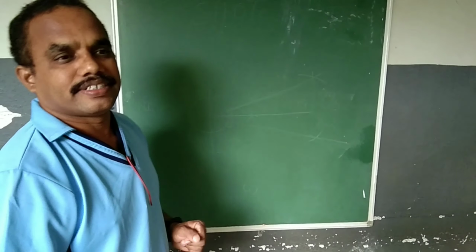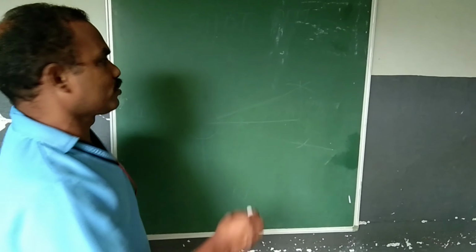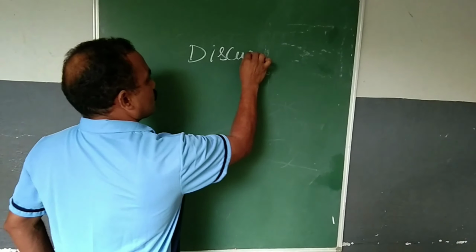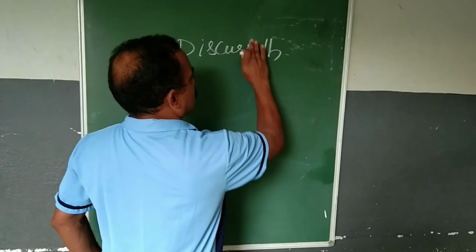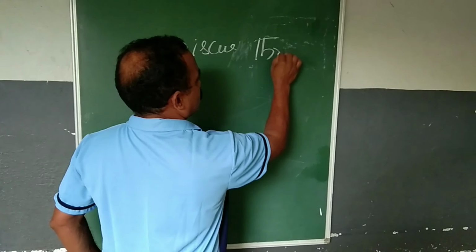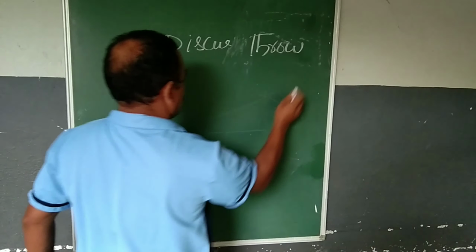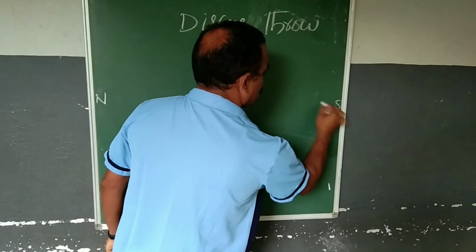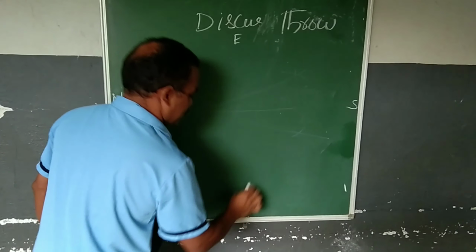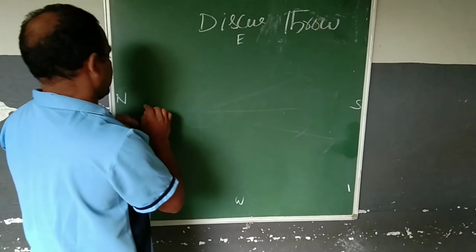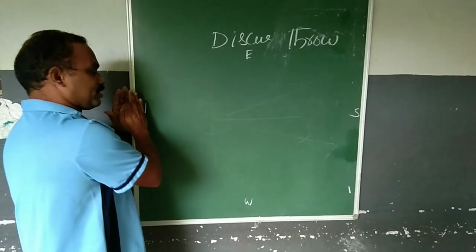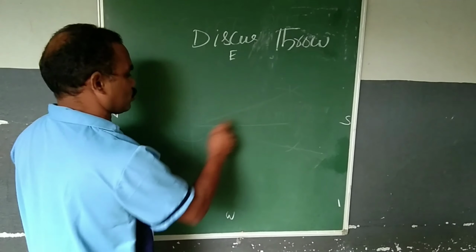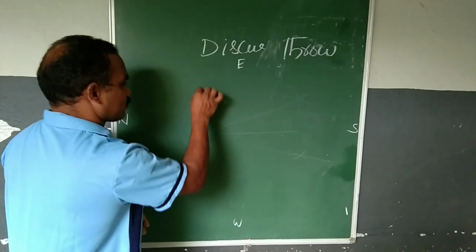Same way, the discus throw diagram is also drawn the same way. Here also, north to south or east to west. The diagram should always face toward the north side or the east side; the south side can be too. And here also it is the same.